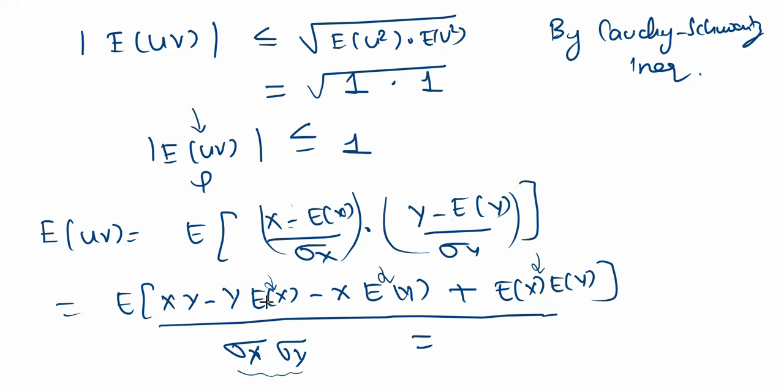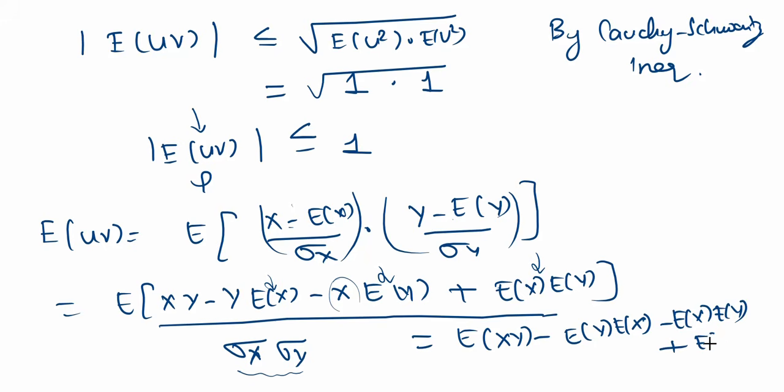So what will the expectation affect? It will affect the first term, E of xy. It will affect the second term, where y gets affected, giving minus E of x, E of y, and the third term where x gets affected, minus E of x, E of y, plus E of x, E of y, which will remain unaffected, so can be cancelled off, leaving you with sigma x, sigma y.